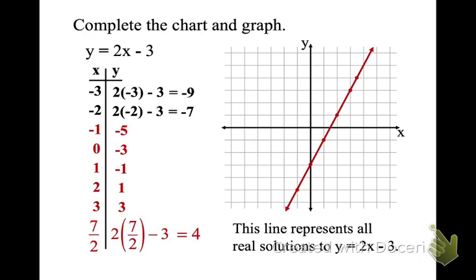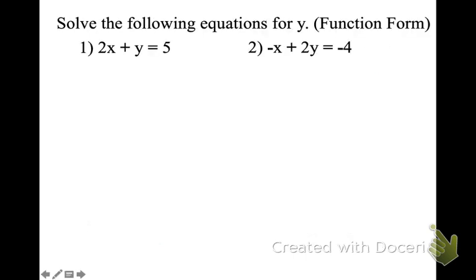Okay, this line with the arrows represents all real solutions. Anything you choose, anything that anybody chooses for this equation. And if you don't have the arrows, it doesn't include the infinite solutions. So my axes not only need to be labeled with y and x, but they also need to be labeled with arrows. I'm going to be checking your homework very earnestly.